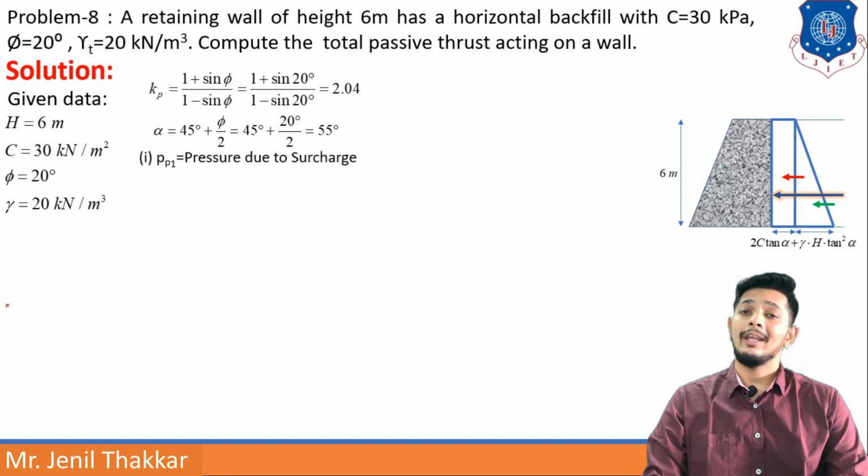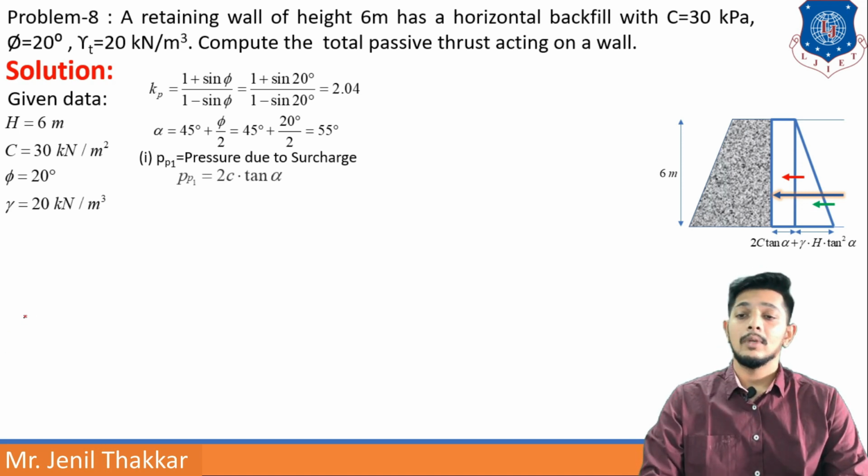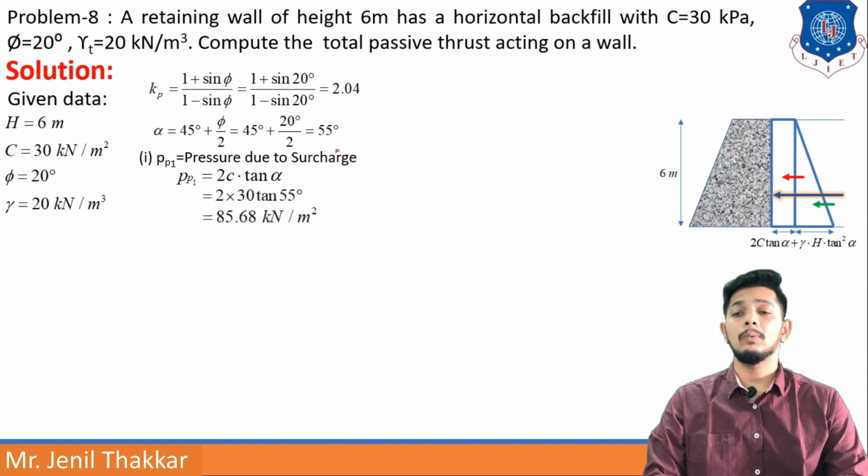Now I'll find out the first item, pressure due to surcharge. Here Pp1 will be taken as 2c tan alpha. I have also shown this in the figure. 2c tan alpha: c is given, alpha we found out, so we can find Pp1 as 85.68 kilonewton per meter square. Now Pp1 is due to surcharge, so the pressure will be like this. Now if I want to find out pressure force, then I will take the area of the rectangle, and area of rectangle will be base into height.